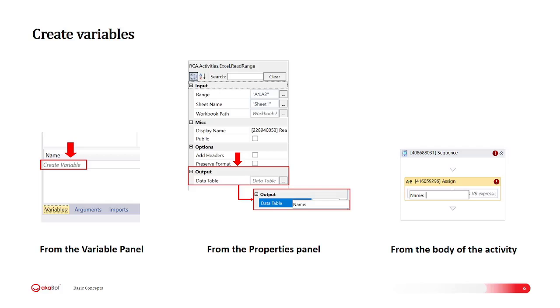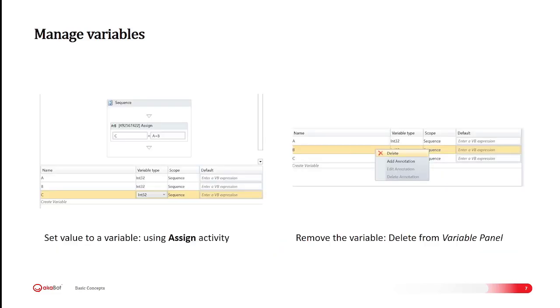Let's talk about how to create variable. akaBot Studio gives you three different methods. From the variable panel, you can use the create variable option to add a new one. A quick Ctrl plus K shortcut from the property panel or the body of the activity can open a naming panel to set a new variable. Each method is flexible, so you can choose what works best for your workflow style.